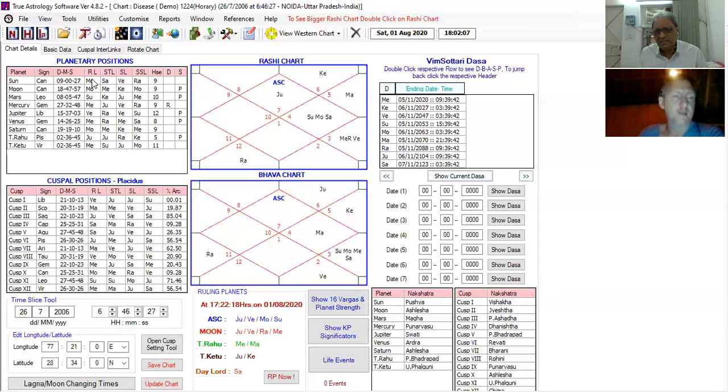So that is the sign of the ascendant sub-sublord. No, the star of the ascendant. Sir, yes, the sign of the ascendant sub-sublord. Yes, correct. The ascendant sub-sublord is Sun. It is posted in the Cancer sign.